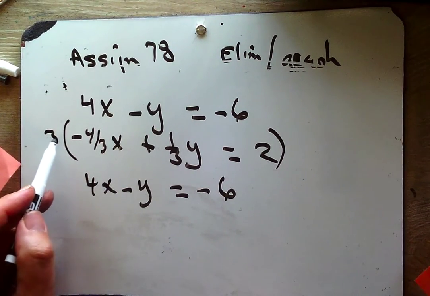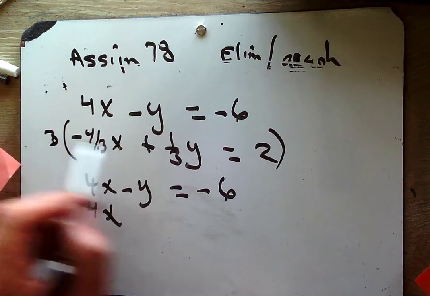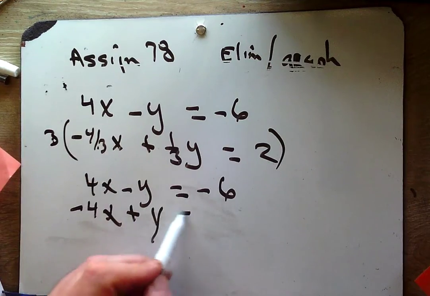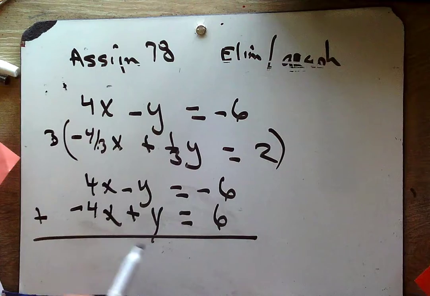So 4x minus y equals negative 6. And then when I multiply by 3, those cancel. I have negative 4x. I multiply by 3, those cancel. I have positive y. And I multiply by 3, and I have 6. And lo and behold, I get 0 equals 0.